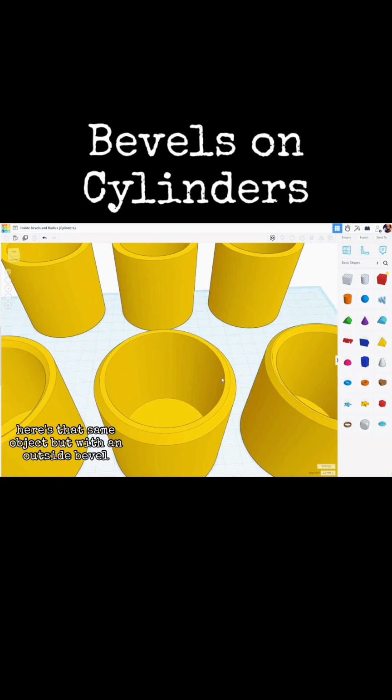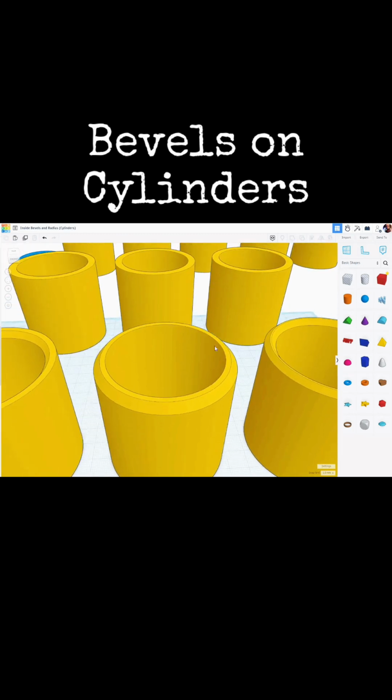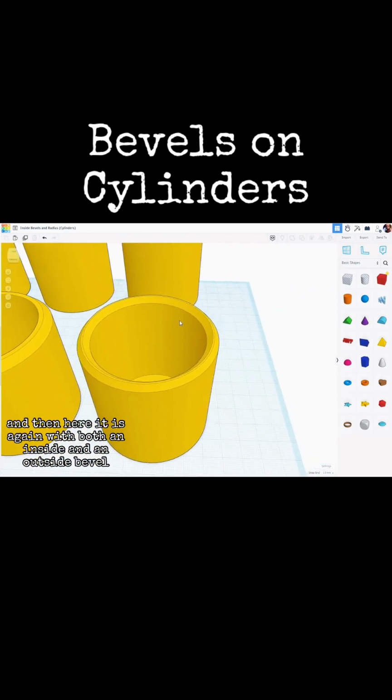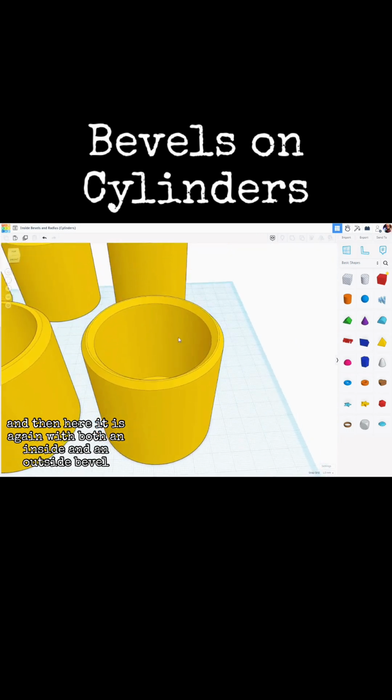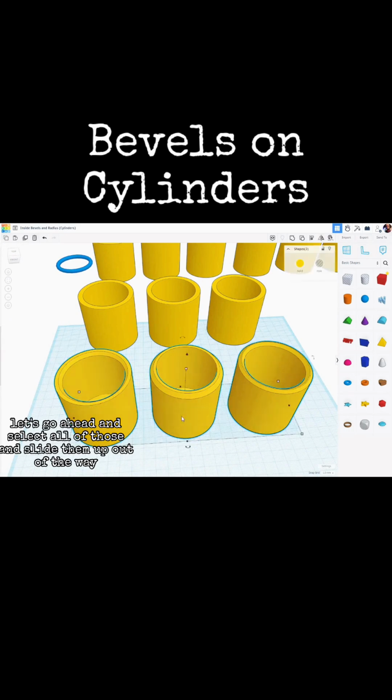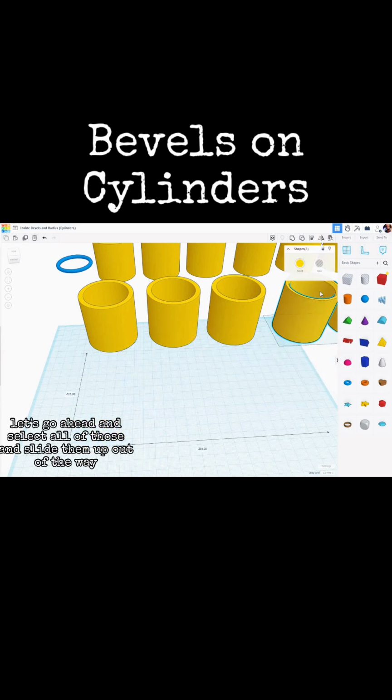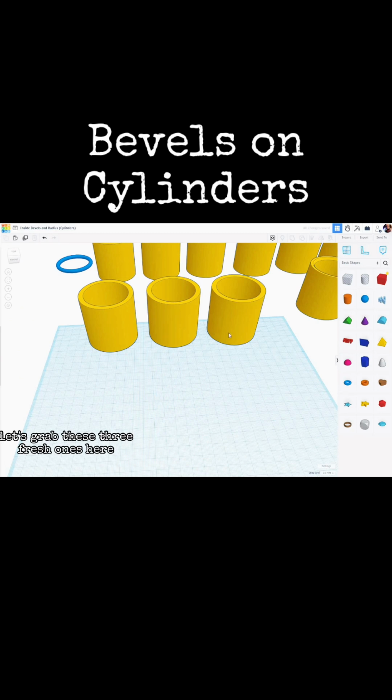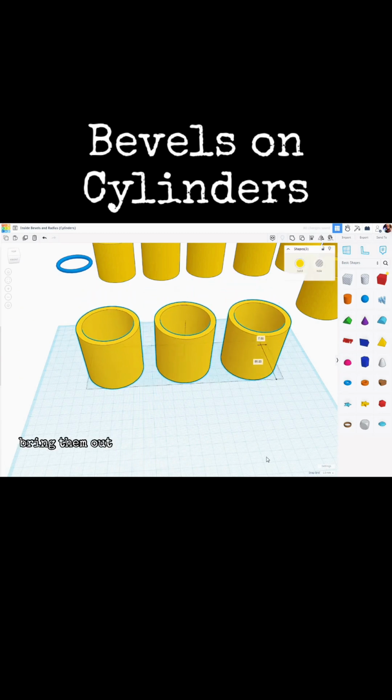Here's that same object but with an outside bevel. And then here it is again with both an inside and an outside bevel. Let me show you how I made those. Let's go ahead and select all of those and slide them up out of the way. Let's grab these three fresh ones here, bring them out.